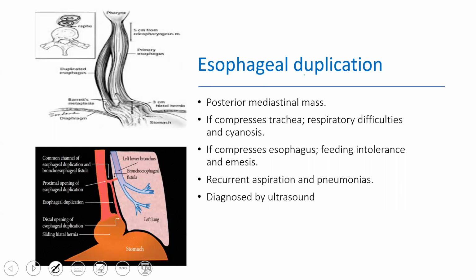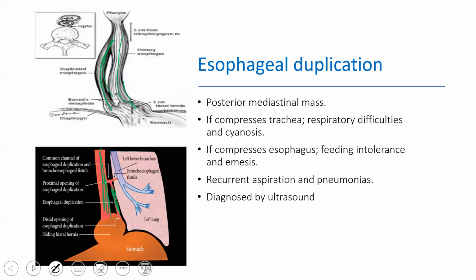So you can see here, that's the primary esophagus, and that's the duplicated esophagus. Primary esophagus, and then you have the duplicated, and there is a fistula associated. Those usually present with a posterior mediastinal mass. And the presentation is usually with compression.